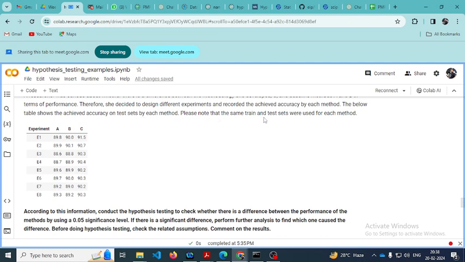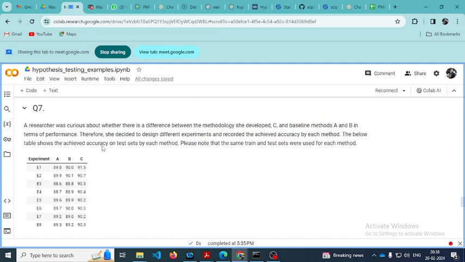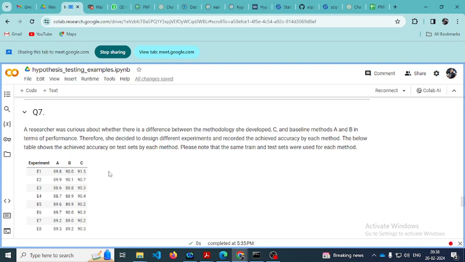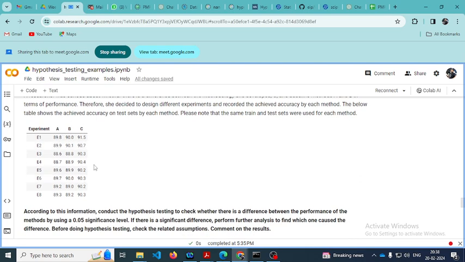Please note that the same train and test sets were used for each method. These are the different accuracies for different methods. The researchers ran a different experiment for each individual method, and each gives different accuracies. She developed method C, then compared these accuracies with the existing baseline methods A and B. Based on these accuracies, we can come to a conclusion.